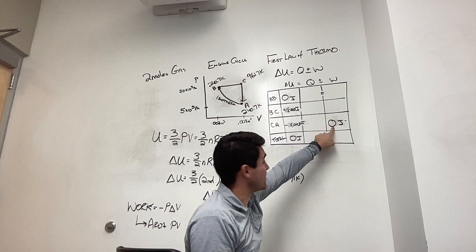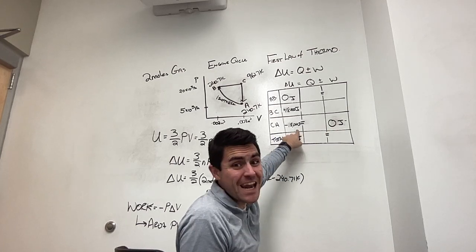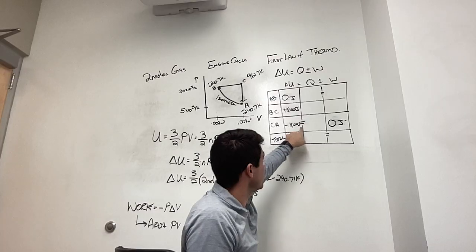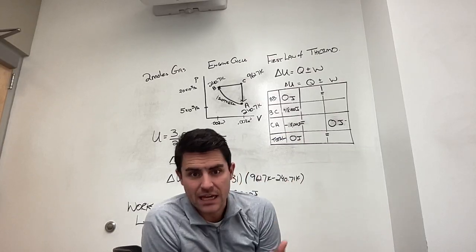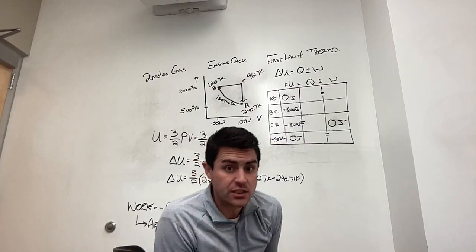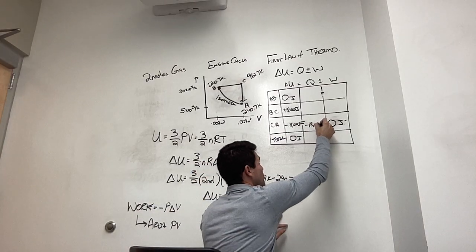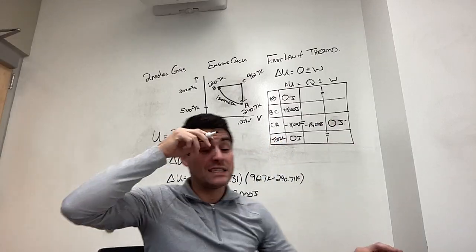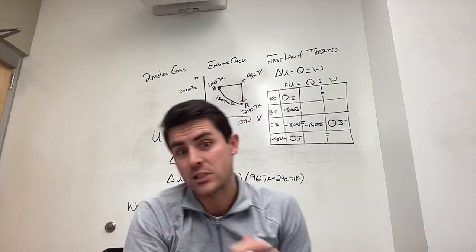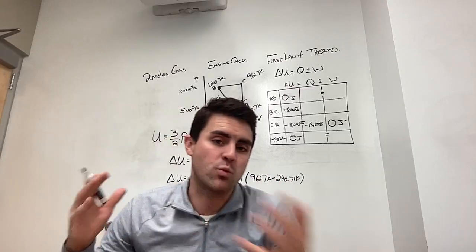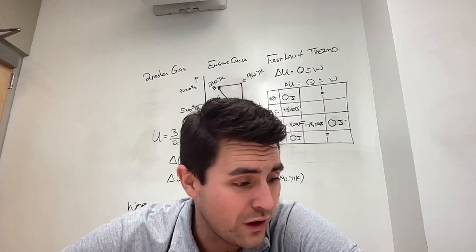And guess what? If there's 0 work done in the isometric process of C to A, and the internal energy change is negative 18,000, well, if this is negative, the internal energy decreases by 18,000. That probably means heat is lost from the gas sample. So negative 18,000 joules is also lost in the form of heat. That's why the temperature decreases. That's why we see a decrease in internal energy. Look at all the fun we're having right now.